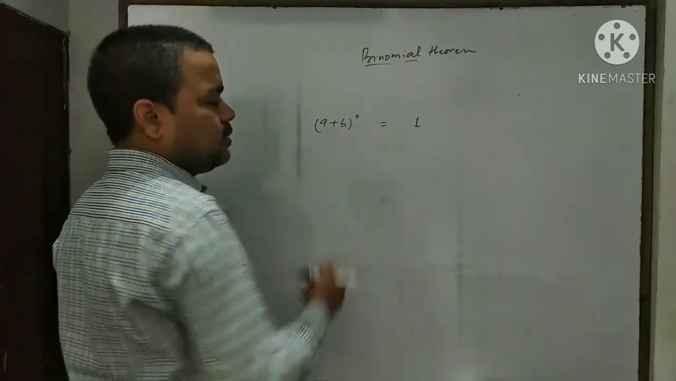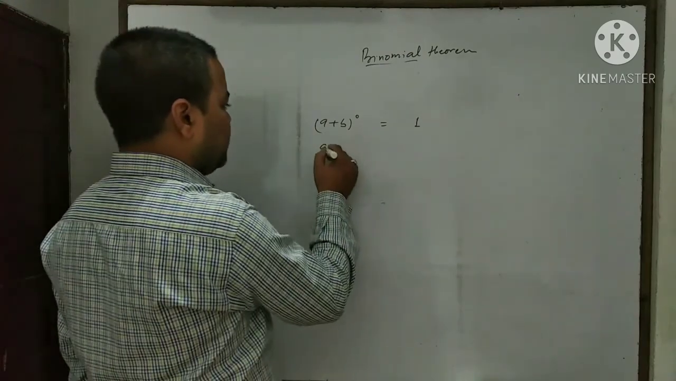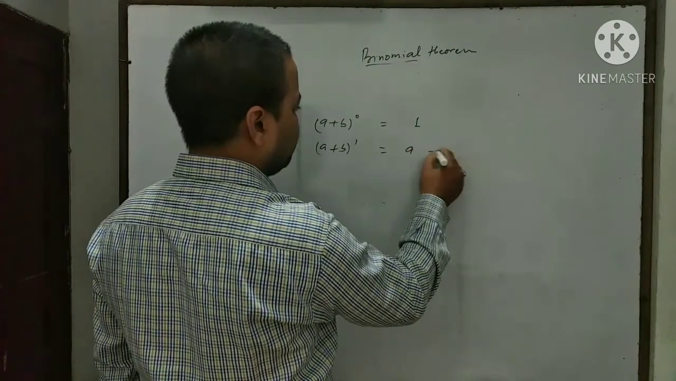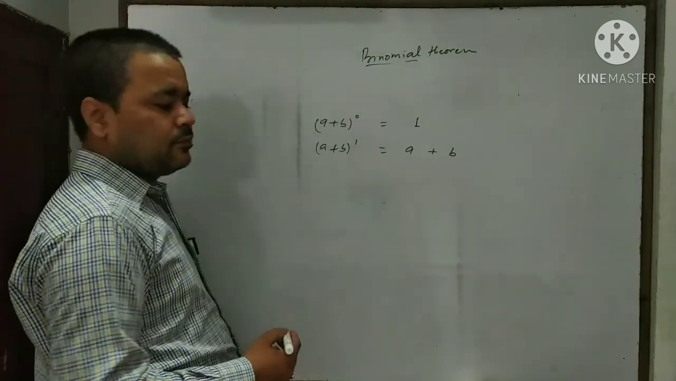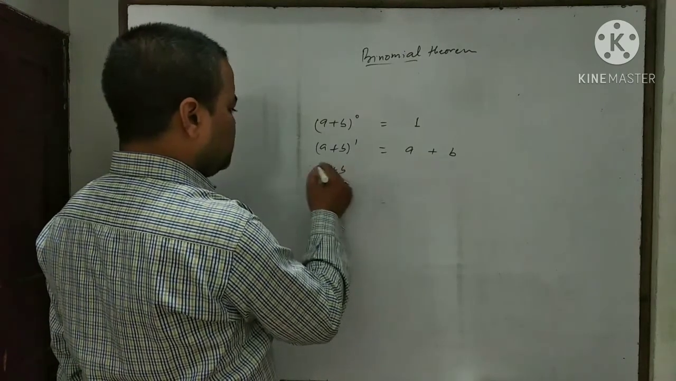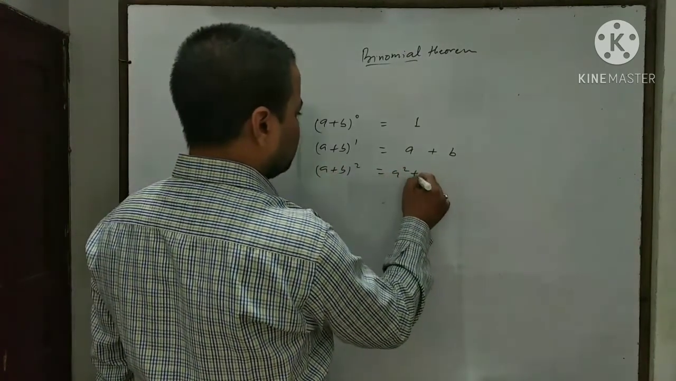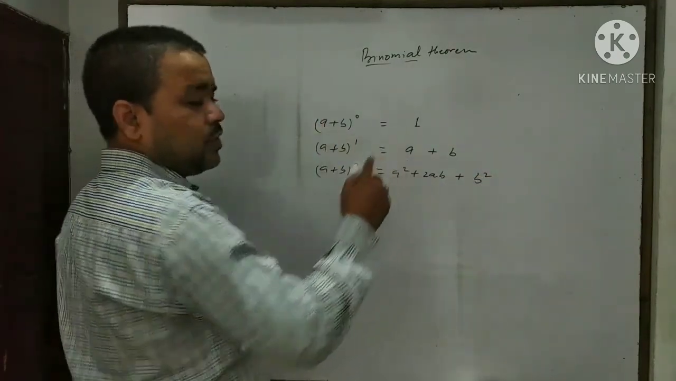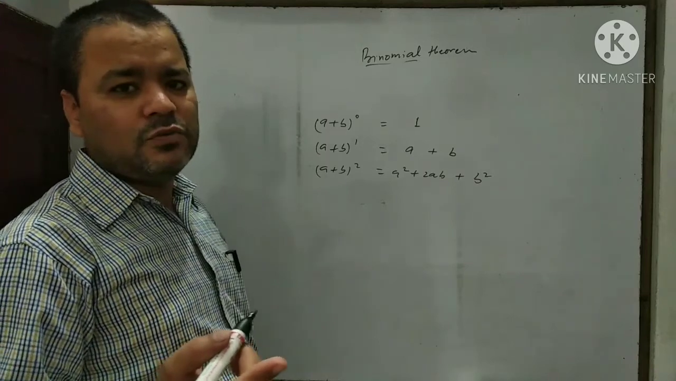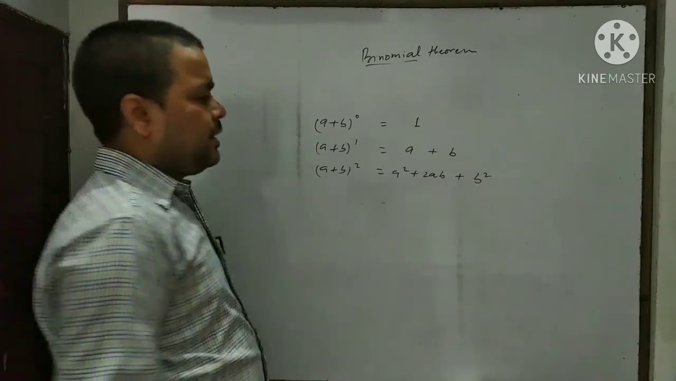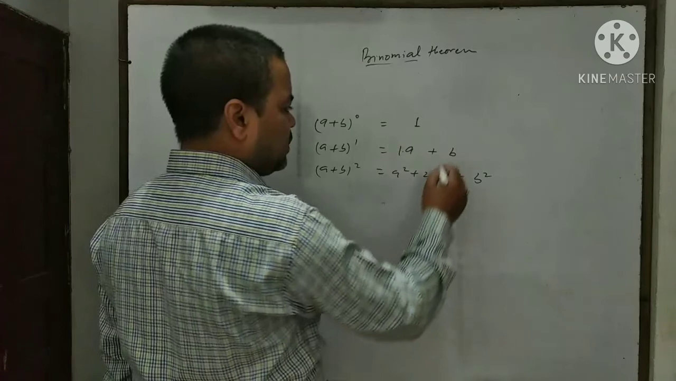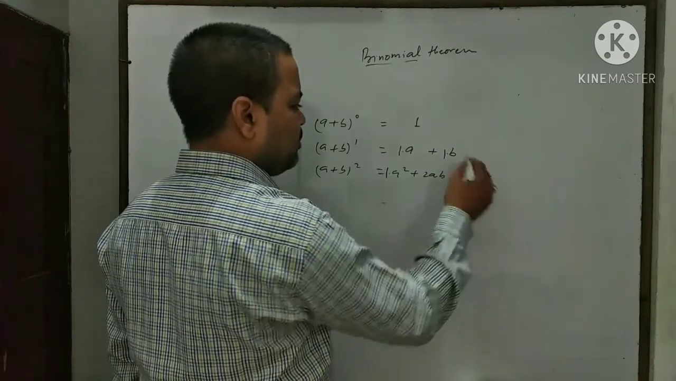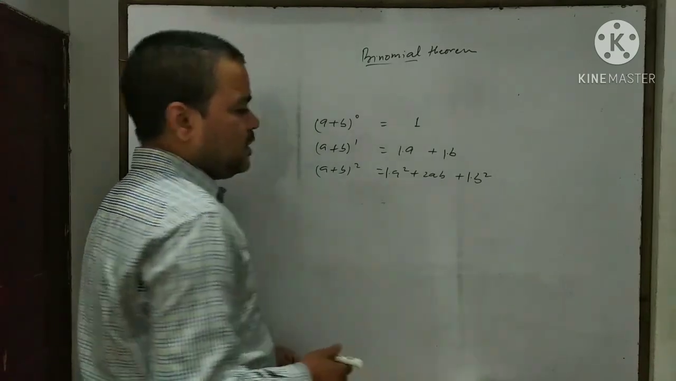A plus b raised to the power 1 means a plus b. Here a plus b whole square means a square plus 2ab plus b square. Here we have only one constant value, that is 1. And here the coefficient of a is 1, the coefficient of b is 1. Here the coefficient of a square is 1, the coefficient of b square is 1, and the coefficient of ab is 2.